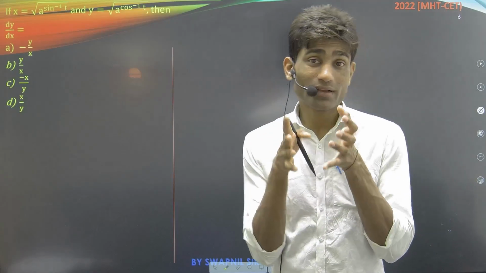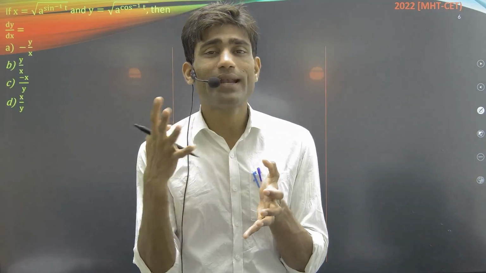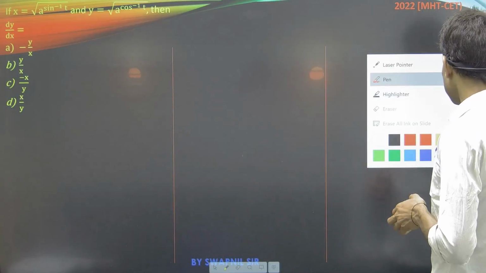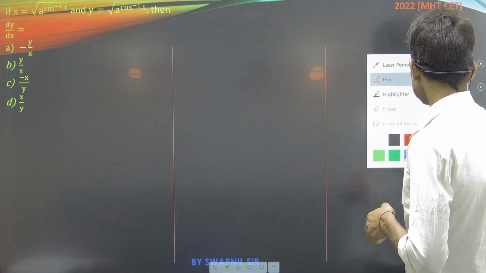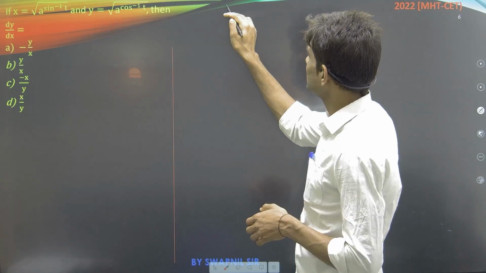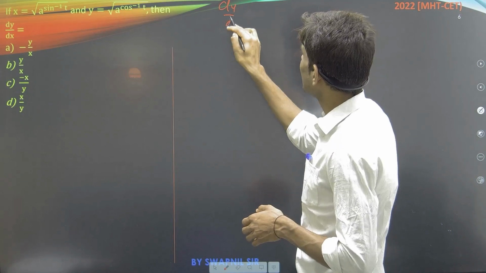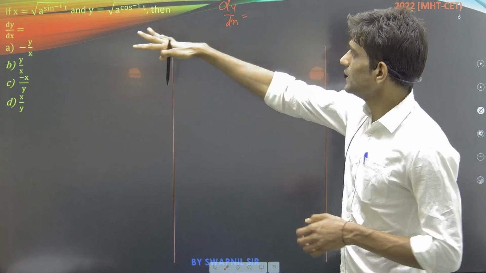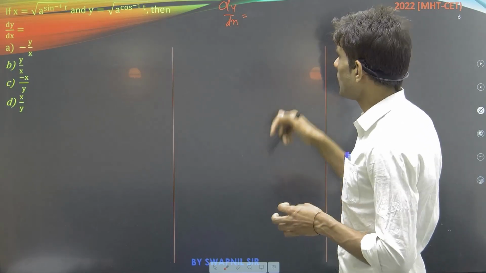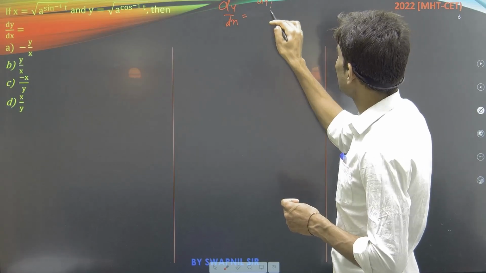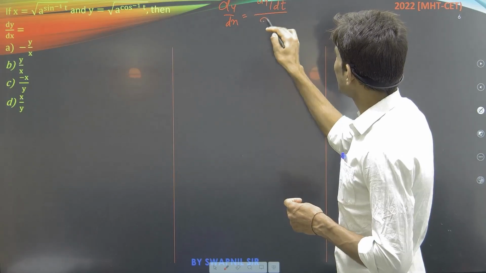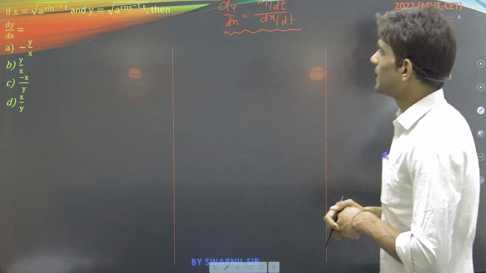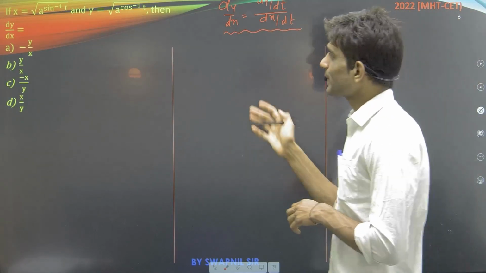Now, in such a situation, we directly apply parametric differentiation. Parametric differentiation says that if x is in the form of t and y is in the form of t, then for finding dy by dx we want dy by dt divided by dx by dt. Okay, this is the differentiation for dy by dx with respect to t.